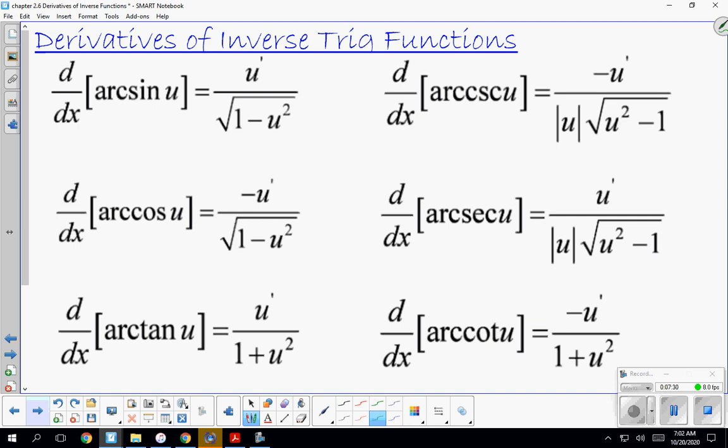Here are derivatives of inverse trig functions. Again, it's just like the regular functions, where if you have an x here, you don't have to use the chain rule, but if you do have something other than x, you do have to use the chain rule. These you might want to memorize.